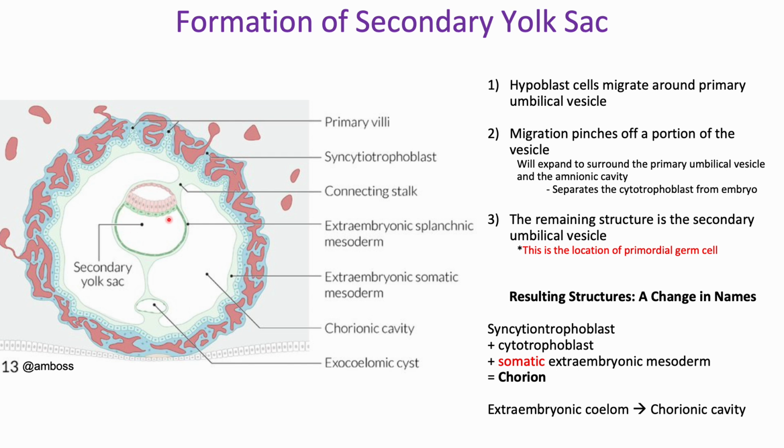Our bilaminar disc is still in development, so we have our epiblast layer, our hypoblast layer, and now we have a secondary umbilical vesicle. One thing to point out about the secondary umbilical vesicle that you need to know is that this is going to be the location of primordial germ cells that are going to develop. Primordial germ cells just means these cells are going to eventually develop into the male and female gonad system that allow for reproduction. So these are the primordial germ cells situated within the secondary umbilical vesicle.